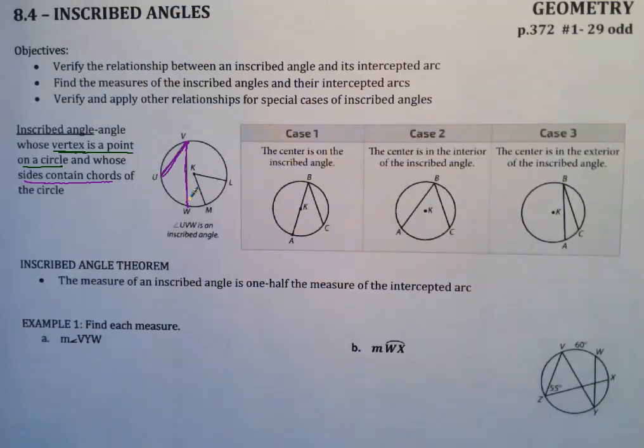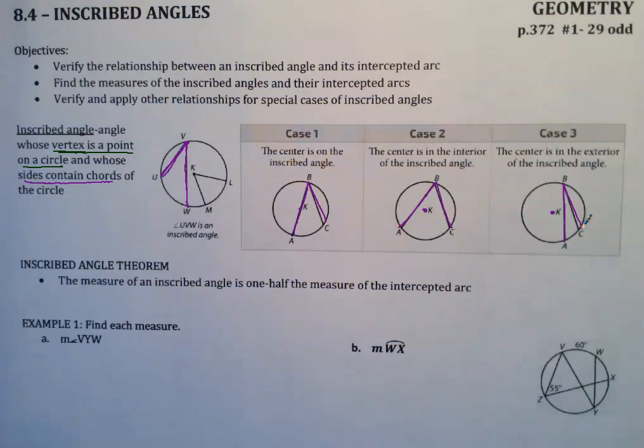There are a couple different cases of this. It doesn't really matter, but just so you see them. We can have an inscribed angle where the center is on the inscribed angle, on the chord. In this case, that chord is a diameter. We can have it where the center is interior to the inscribed angle, or it can be exterior to the inscribed angle. It does not matter. The center can be anywhere. The only thing that matters is that its vertex is on the circle and its sides are chords. That's what makes it inscribed.